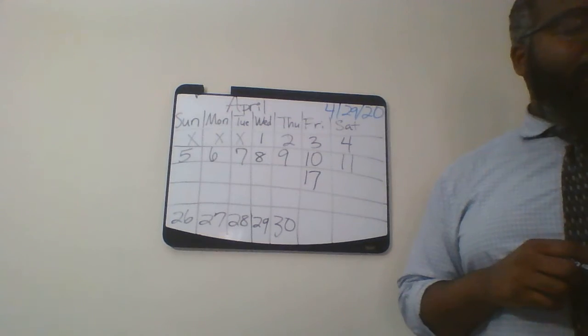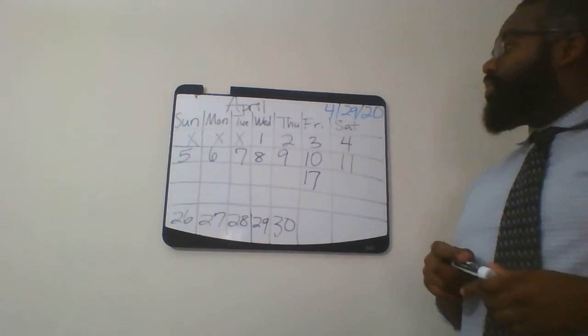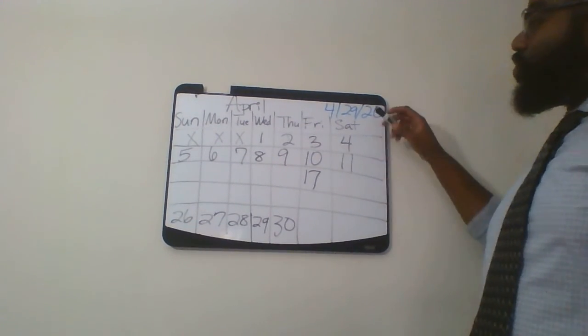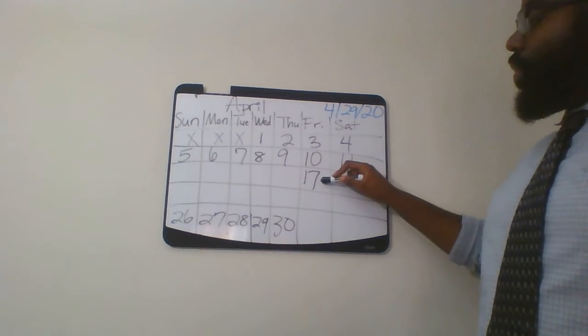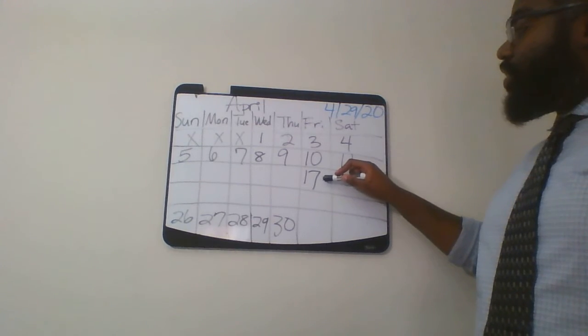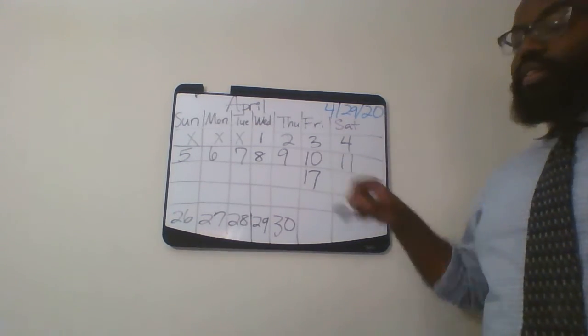Number 3 asks, what is the date of the third Friday? So you have to find the third Friday. Let's go back to Fridays. This is the first Friday, second, and whatever the number is for this one, that will be the date for the third. That's the third Friday.